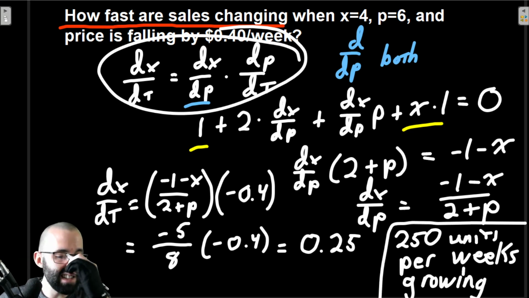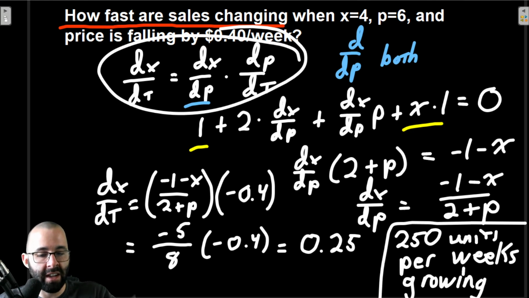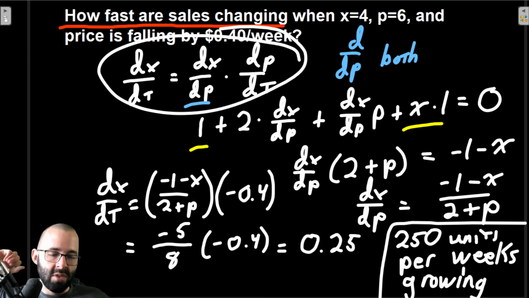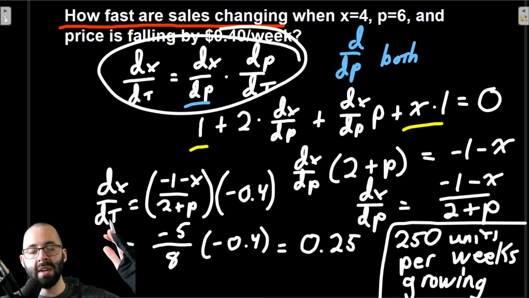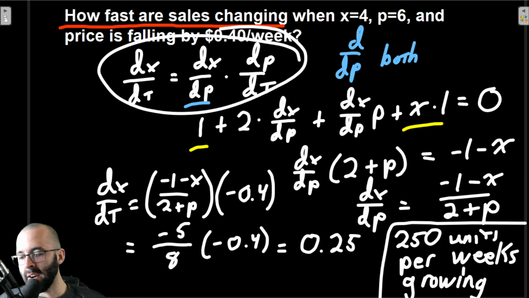So again, the price is falling here, the price is falling by 40 cents a week. If the price is falling, that means we can sell more. The fact that our answer is that we're selling more every week is a good thing. All right, kind of makes sense. And that's this video. Good luck. Let me know if you have any questions.